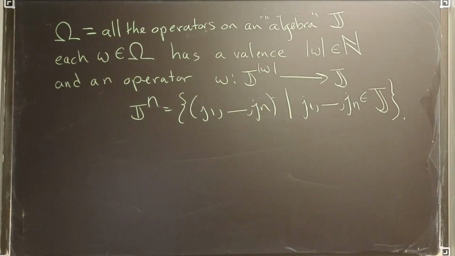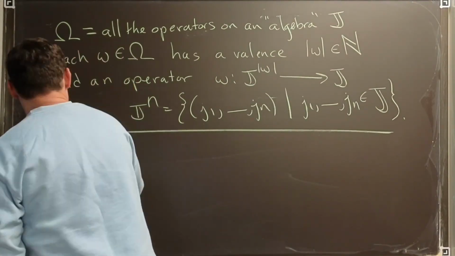In our JSON example, we could see that string had a valence of 0. It didn't depend on any previous JSON blobs, but object depended on 1. It had a valence of 1. And the concatenation operator had a valence of 2.